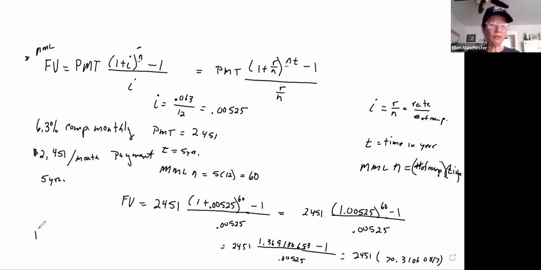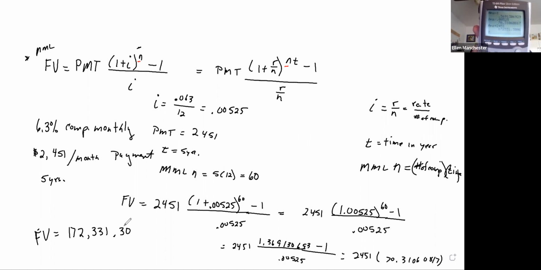So my answer, my future value is 172,331, and now I round it. Don't round until the very end. Now, if you can see my calculator, I just continued, right? I just continued. I got my I, I got my N, and then I just started putting it in. Okay, so that's how you're going to do future value. I'm going to stop there.